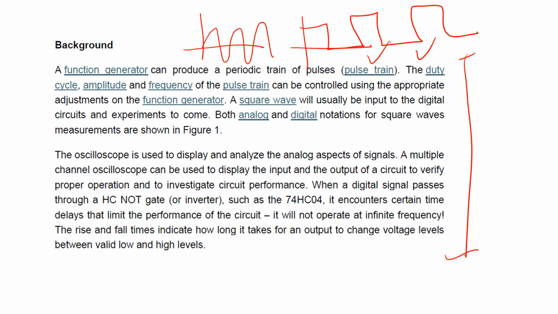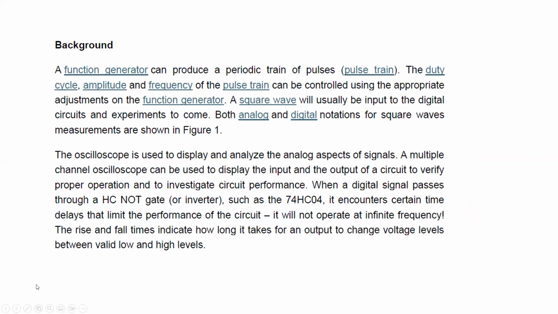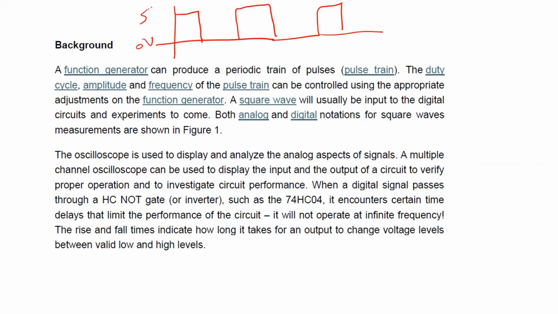Then you need to know something here. If you have a signal like this one, it is a periodic signal. For example, this is 0 volt and this is 5 volt. The time from here to here, we call it the period.